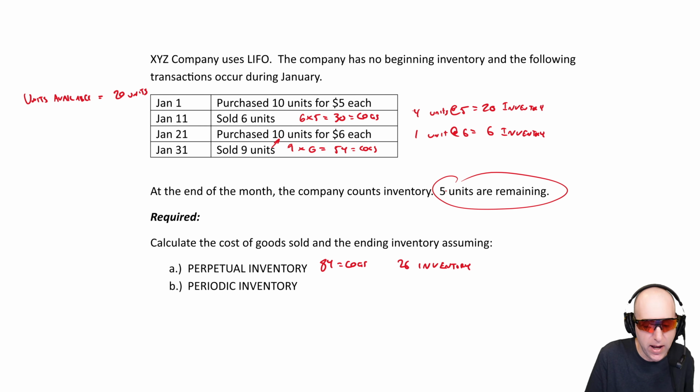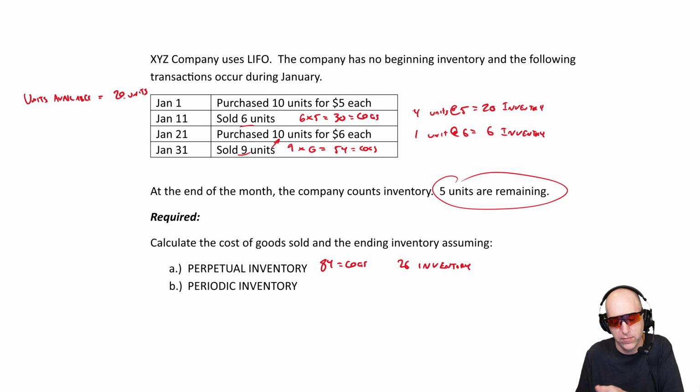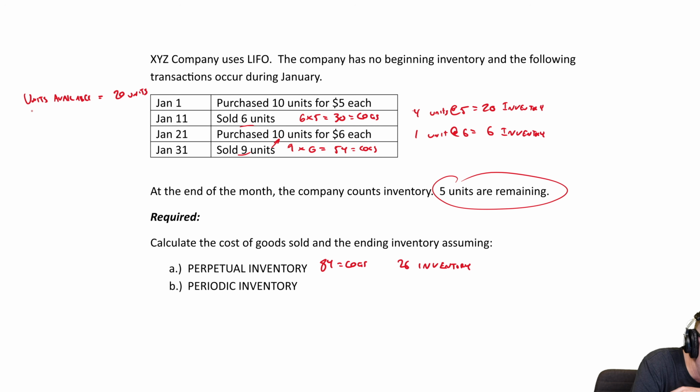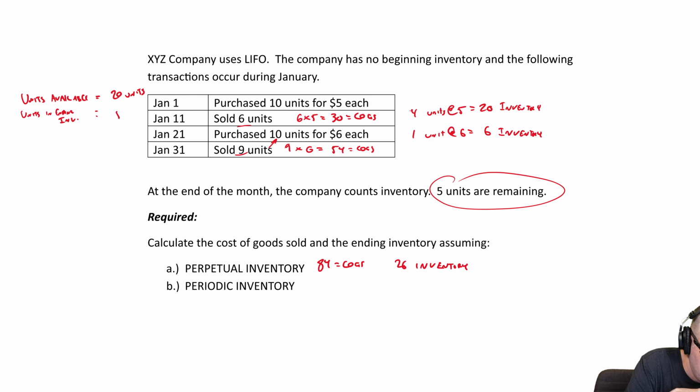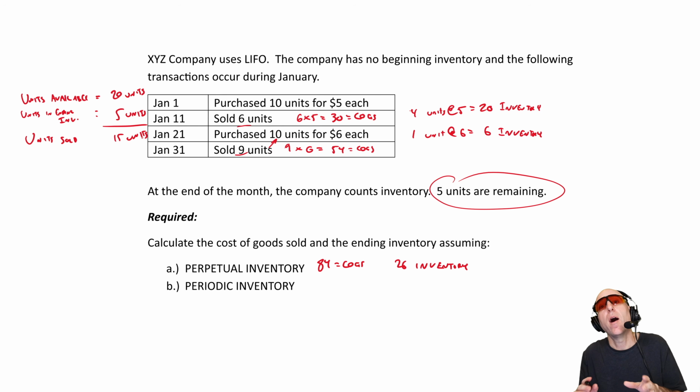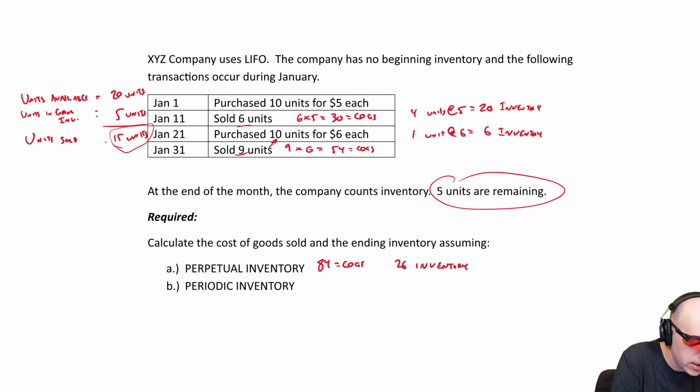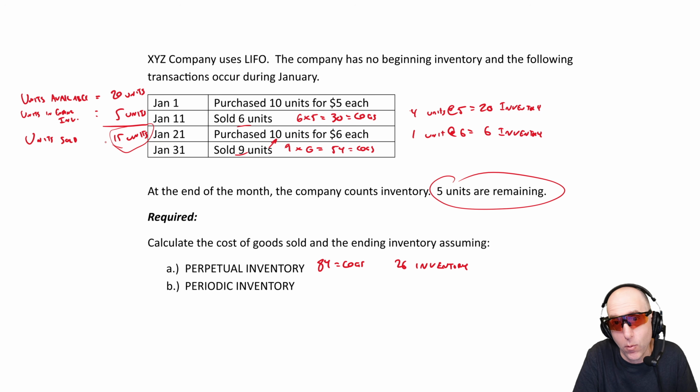Then you count your inventory at the end of the period. We counted 5. Some questions you'll have to calculate. You'll go, well, sold 6, sold 9, I must have 5 left over, but a lot of questions will give you the number. So units in ending inventory, I'll just say inv, is 5 units. So without knowing how many units we sold, just based on that, we can do a little calculation and say units sold: 15 units.